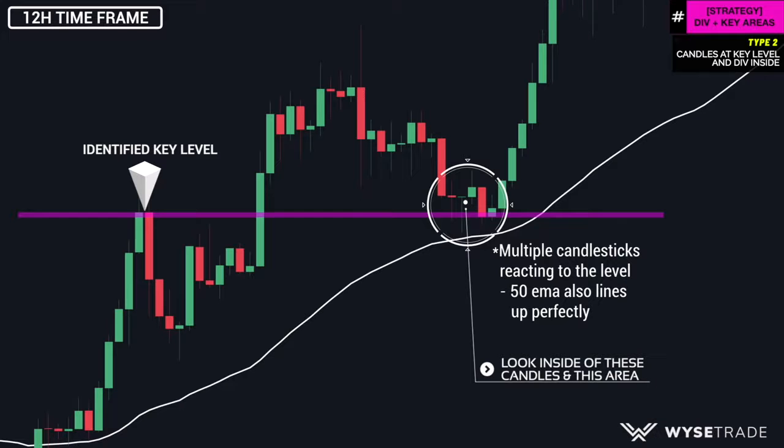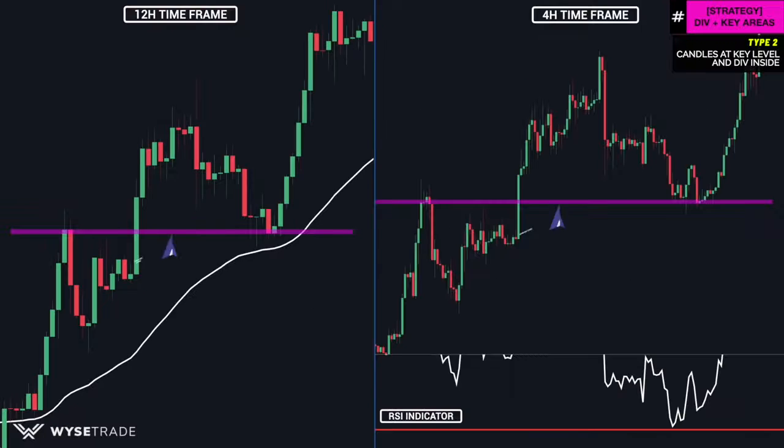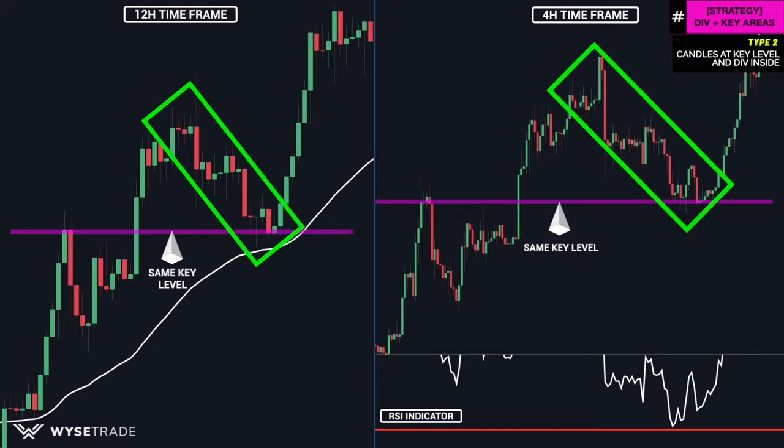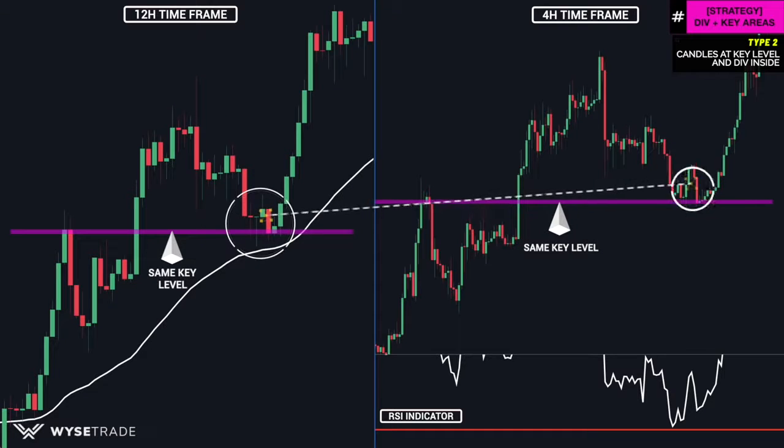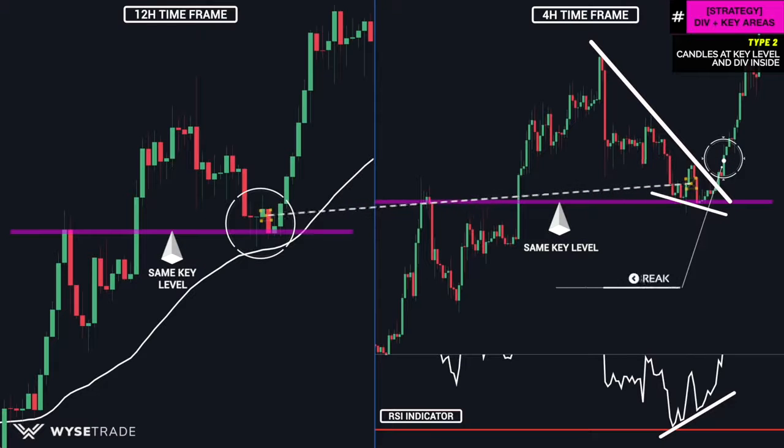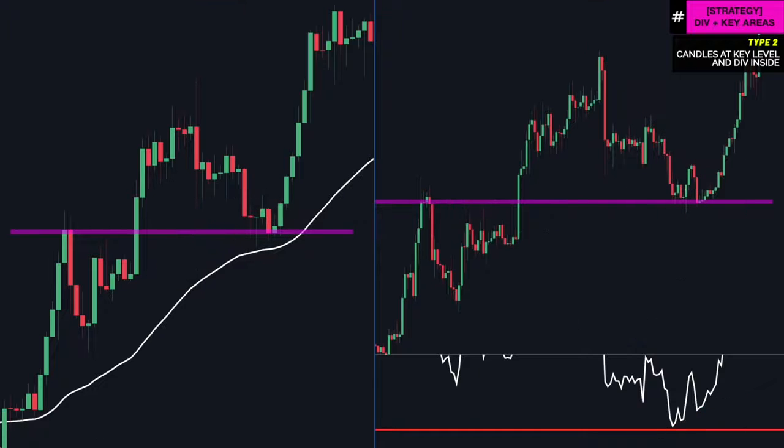So let's bring up the 4-hour time frame. Same key level, same downtrend. And this area here is this area here. Again, clear divergence at the key level. Trend line placed above, and once you had your break, you would start looking for trade entries long as your directional bias is confirmed. So one more.